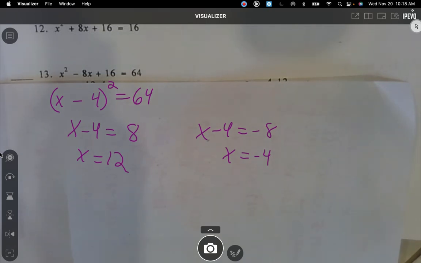Again, y'all, if you forgot how to do this, subtract that 64 from that number, graph it, and those would be the two zeros you would see, 12 and negative 4. Okay, you can always check by graphing. All right, we're good with this?